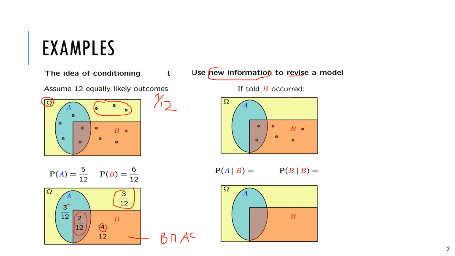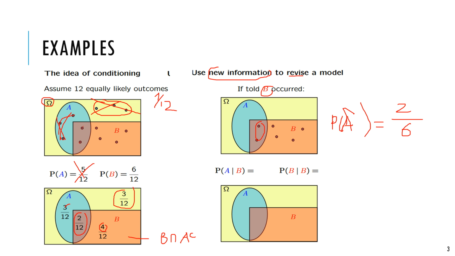The first one, if we say that B occurs, it means that B occurs, so we will remove 6 outcomes. B occurs, only B remains. So what is the probability of A in this case, or more precisely, the probability of A given B? Here A has only 2 outcomes. B is 1, 2, 3, 4, 5, 6. So the probability of A given B is 2 over 6.